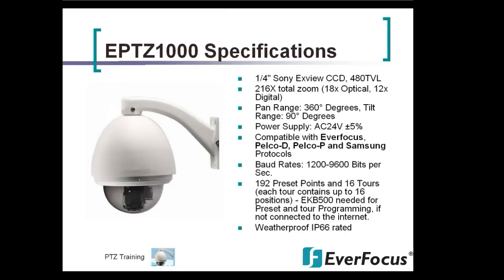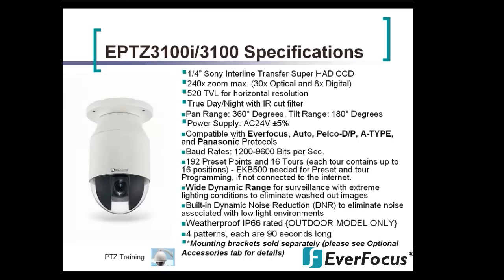Okay, the EPTZ1000 is basically the outdoor model of the 500. And the 1000 is IP66 rated. Okay, next you have the EPTZ3100I and 3100. The difference is the I means indoor and the regular 3100 is outdoor.